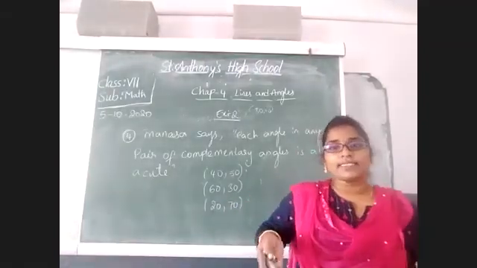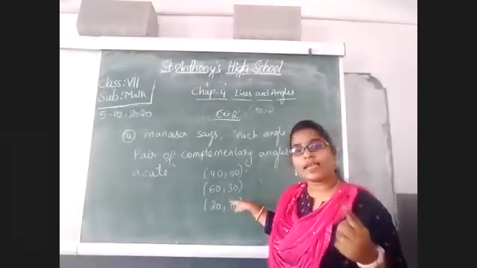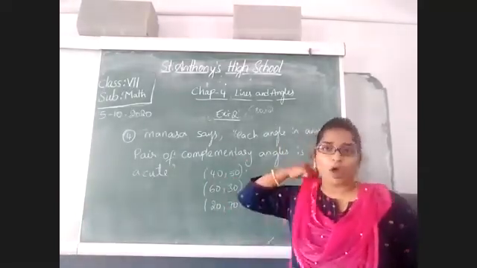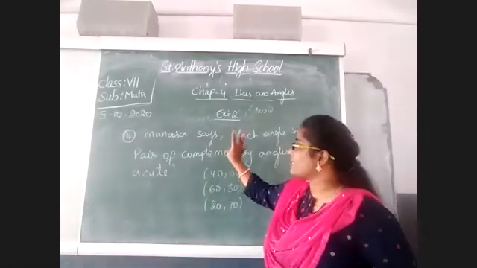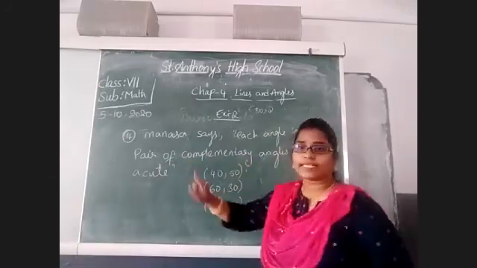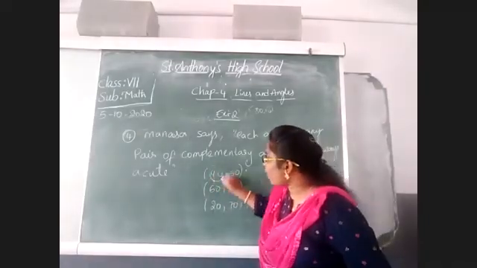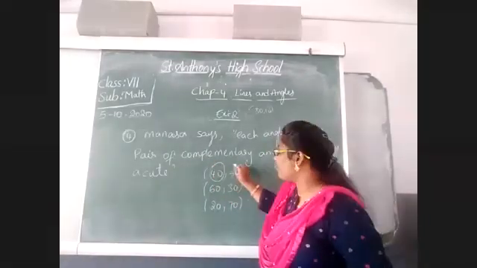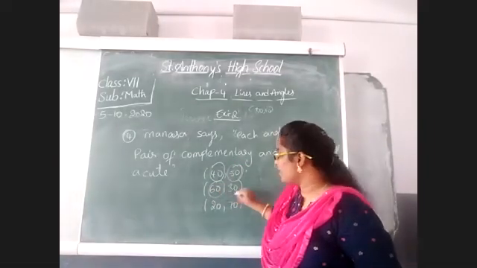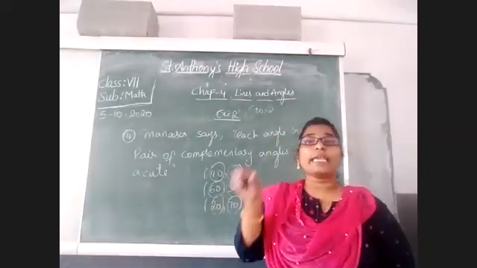That means these pairs of angles are complementary. How can we say this? Simple way: add 40 plus 50, 90. 60 plus 30, 90. 20 plus 70, 90. That indicates these three pairs are considered complementary. So now, what did Manasa say? Manasa said that each angle in a pair of complementary angles is always acute. Let me take the first pair. 40 degrees is acute or not? Yes. 50 degrees is acute or not? Yes. 60 degrees is acute or not? Yes. 30 is acute, 20 is acute, 70 is acute.